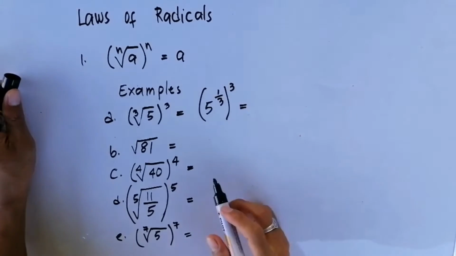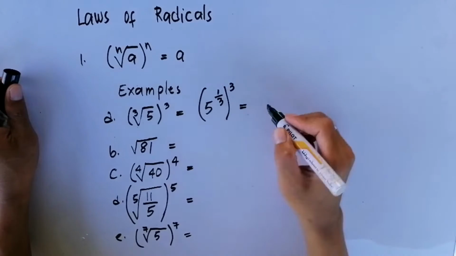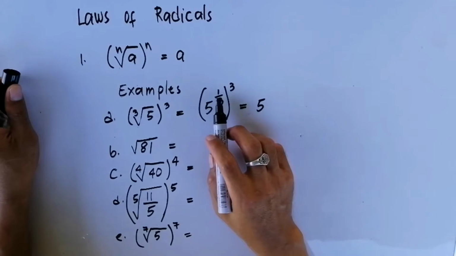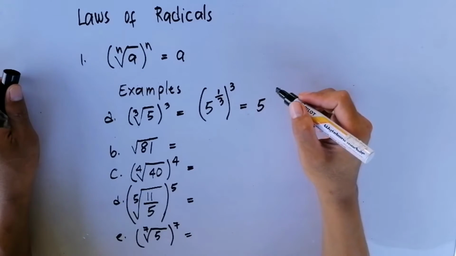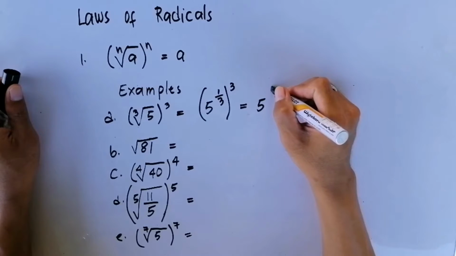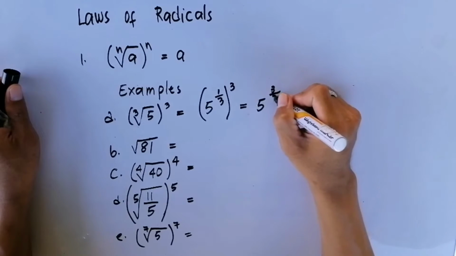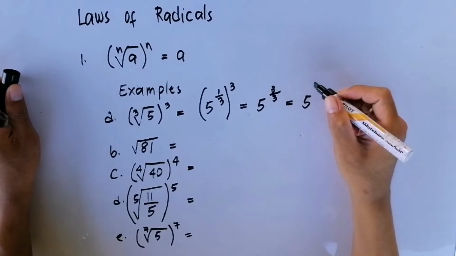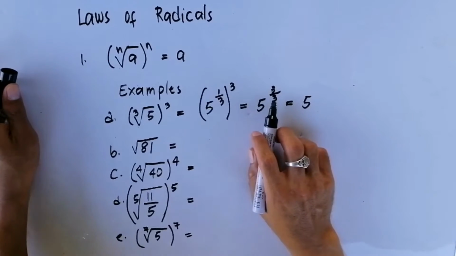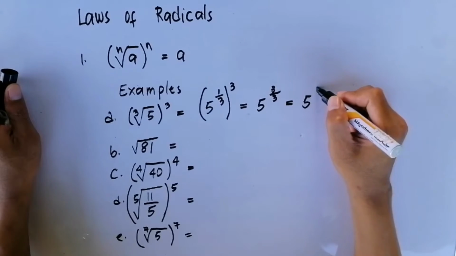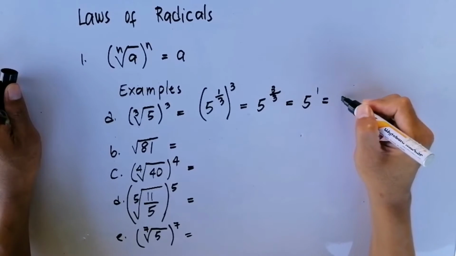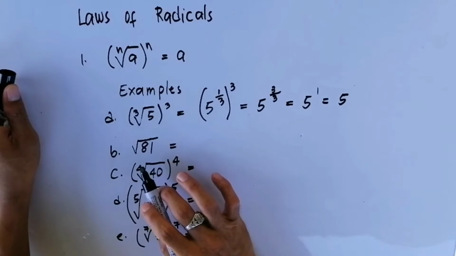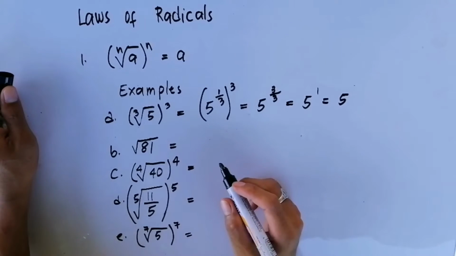Next, multiply the exponents. We have 5 raised to 1 times 3 over 3. So that is 3 over 3. So that is equal to 5 raised to, we divide 3 divided by 3, that is equal to 1. So simply 5.